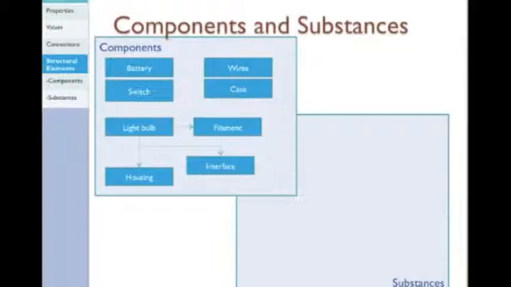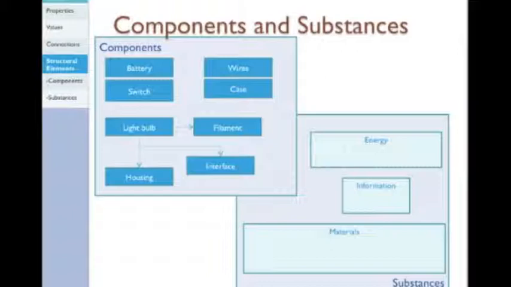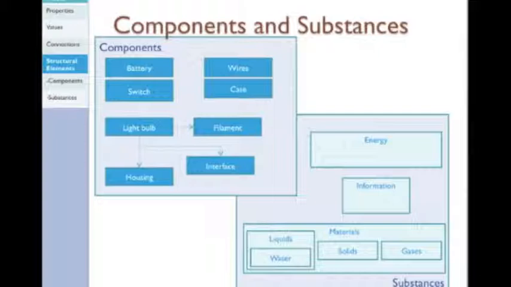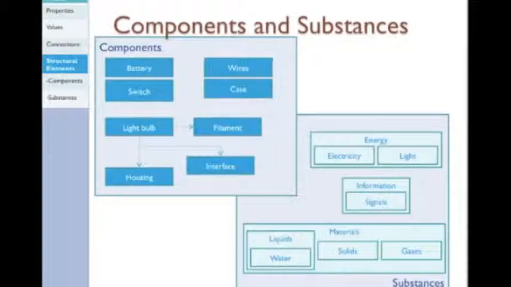A light bulb may also have subparts such as housing, interface, and filament. We can think of substances as things that move through a system. Substances are of three basic types: energy, information, and material. Material might be liquid, like water, solids, or gases. Signals are a kind of information. And in the case of our flashlight example, electricity and light are kinds of energy. Substances can be liquids, gases, solid materials, energy, or information, each of which can move through a system. Structural elements within a system are connected to each other via structural connections, which enable their interaction. In other words, a structure can only interact with the structural elements to which it's connected.